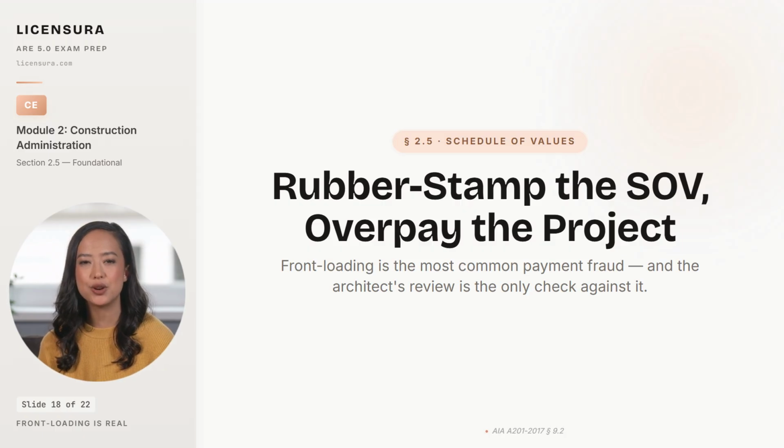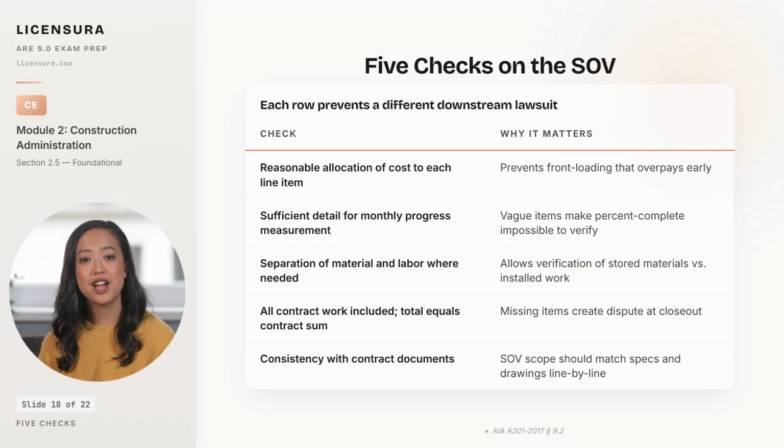Skip the review or skim it, and the firm is the one being sued by the owner 6 months later for negligent certification. The exam tests this domain because the review work is unglamorous but high stakes, and most candidates have never had to defend a front-loaded application of pay against a bankruptcy trustee. 5 checks separate a rigorous SOV review from a rubber stamp.